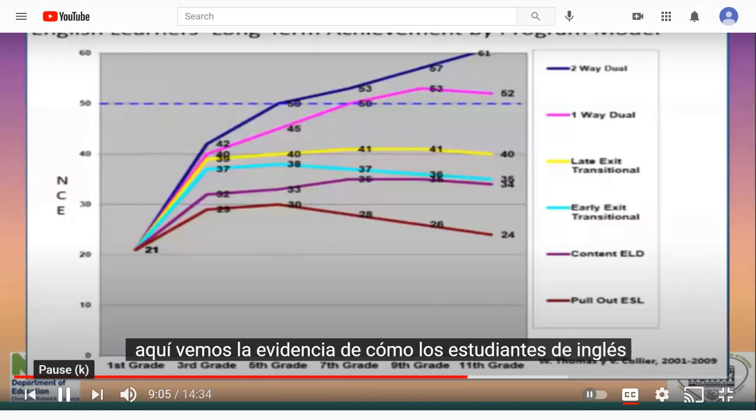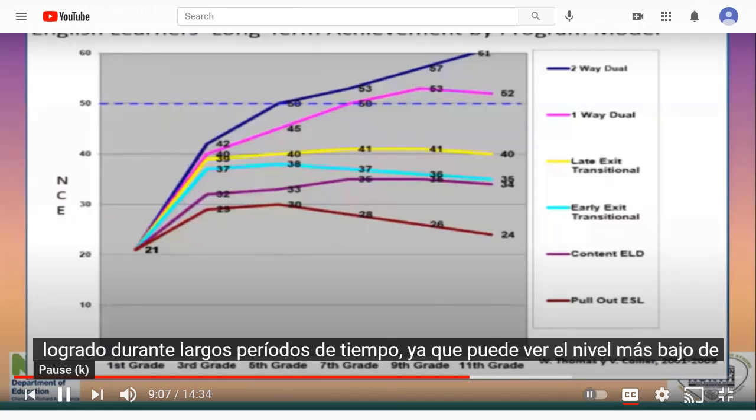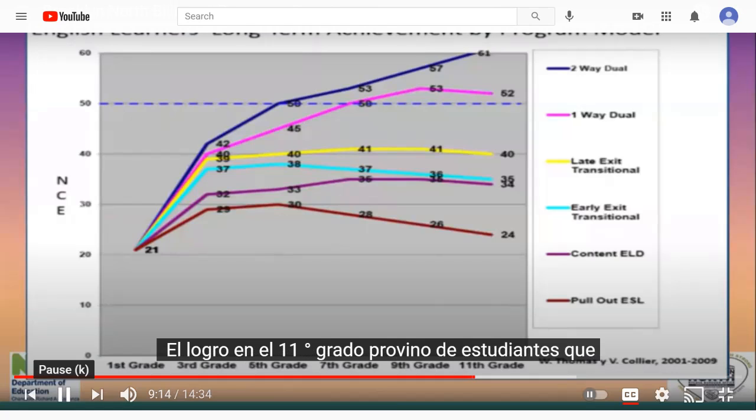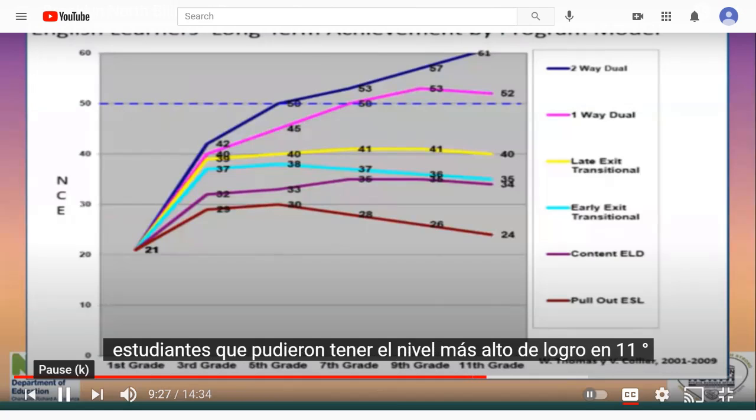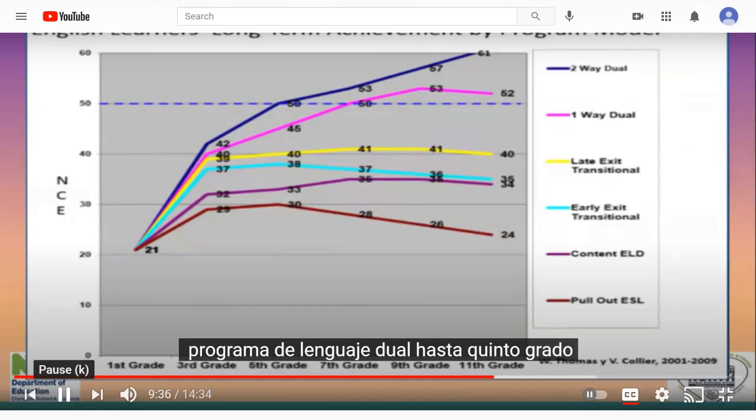Here we see the evidence of how English learners achieved over long periods of time. As you can see, the lowest level of achievement in 11th grade came from students who only received pull-out ESL, or what we now call ENL. Students who were able to have the highest level of achievement in 11th grade were students who had been in a two-way dual language program through 5th grade.